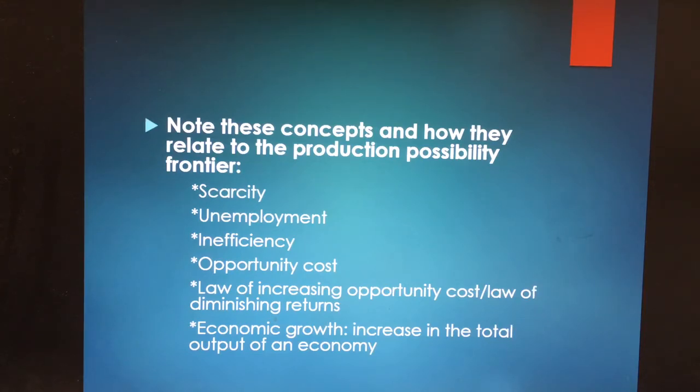The law of increasing opportunity cost, or the law of diminishing returns, is demonstrated by the convex shape of this curve. That is, the more you want to produce another 100, from any given point, another 100 bushels of wheat, you're going to have to give up more corn than you did to produce that last 100 bushels of wheat. And the further to the right you move, the more of one commodity you have to give up to get the other.